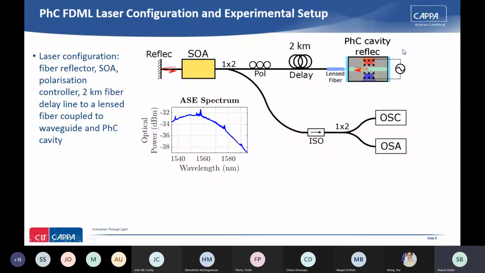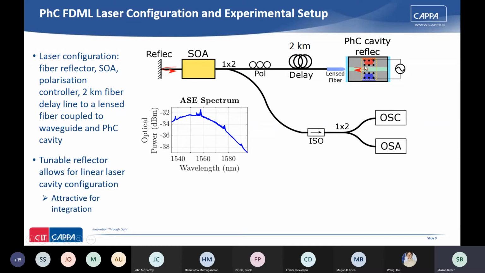So we use that component then in the FDML configuration. In this configuration, it's a linear cavity, so we have a fiber retroreflector, an SOA, a polarization controller, a 2-kilometer delay line, and the lens fiber then to input the light onto the waveguide and then into the photonic crystal cavity reflector. As we're using the photonic crystal cavity as a reflector, that allows us to have it in a linear configuration. So that's attractive for integration, as we don't need any isolators in the cavity.